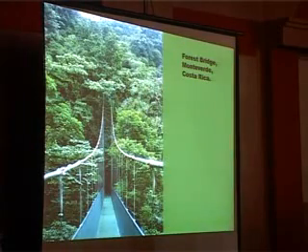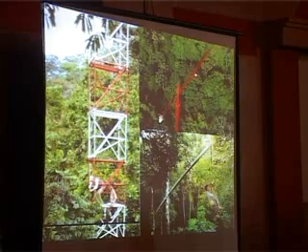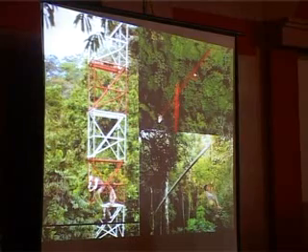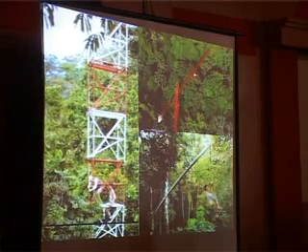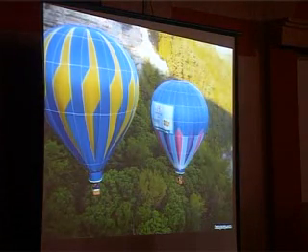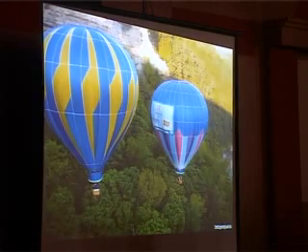Next. So now such types of walkways are constructed and we can walk at a height of some 250 feet. From there you can see the forest. Next. Earlier people used to construct such types of towers to watch what is happening in the canopy. But it was only a limited observation. Next one. Now people are using balloons also to see what is going on in the canopy.